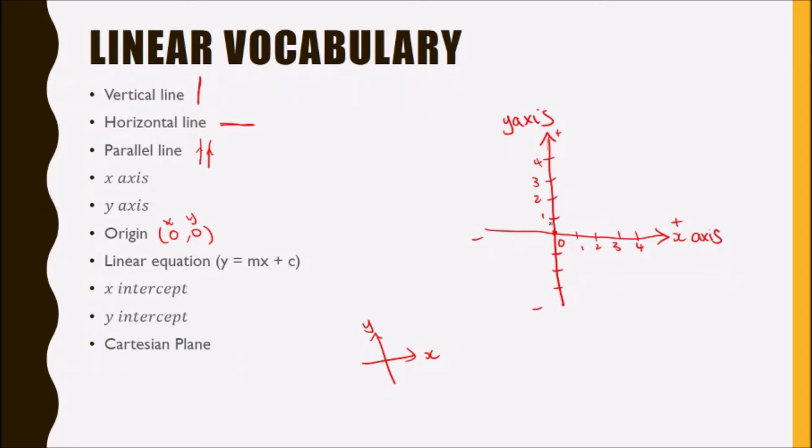So this is positive 1, then the opposite side would be negative 1. If this is positive 2, this side is negative 2, and that's negative 3. I've just shown you what side is positive and what side is negative. The origin is 0, 0, which is the middle point there. So the linear equation is written as y equals mx plus c.